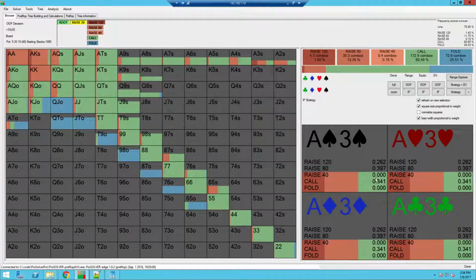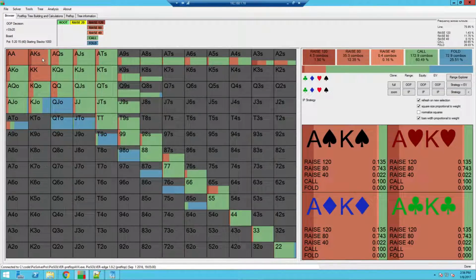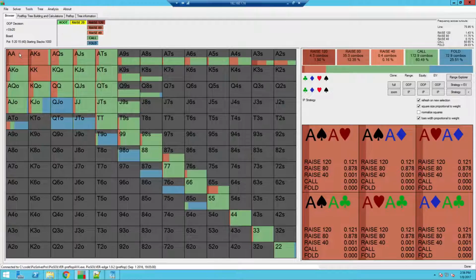These numbers, where I'm moving the mouse over here, should all add up to 1, or 100%, for each individual cell. It's not like you go ahead and see over here. We'll just move over to aces. Clearly, it's going to be a raise, but the greatest frequency is going to be that 80 bet. And that's what we have here.